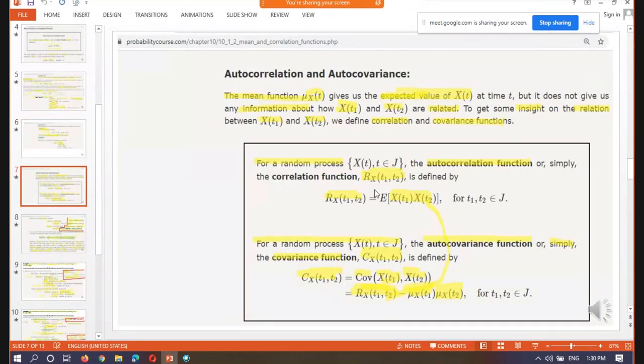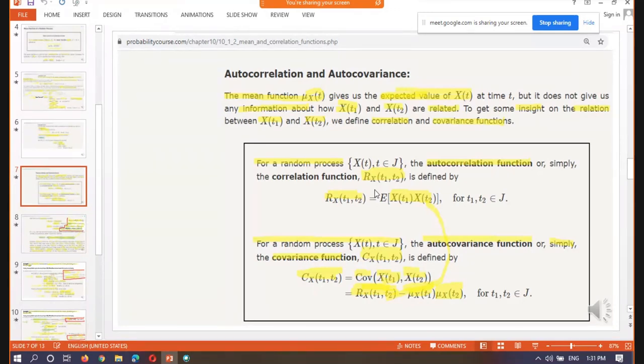Then we discuss the concept of autocorrelation and autocovariance. So when we use the word auto, it means we are talking about the same random process, and only one random process is there. If we are talking about cross correlation or cross covariance, then it means we have two random processes. So auto stands for single random process Xt.